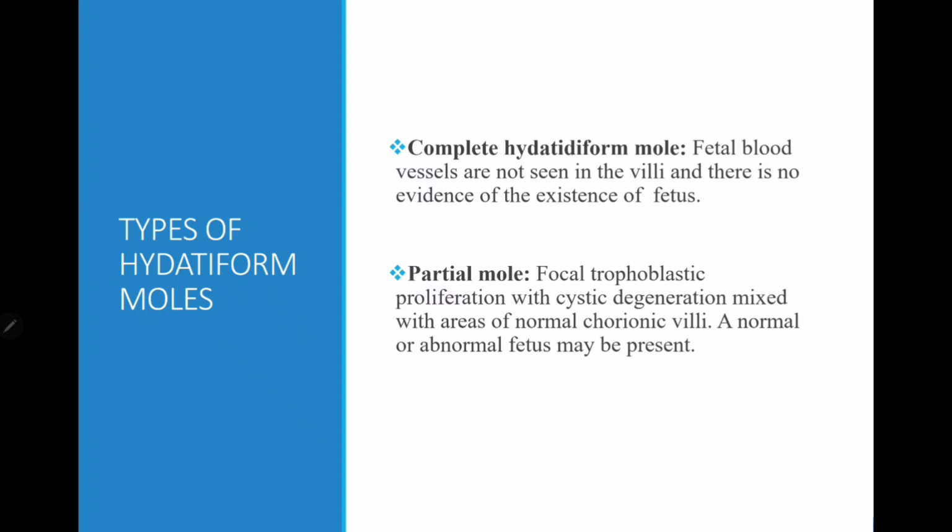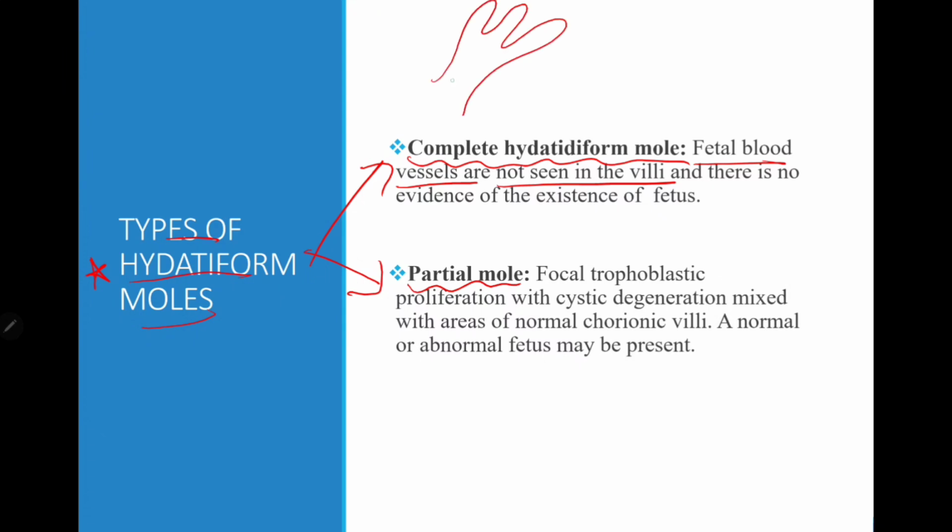Now let's move on to the types of hydatidiform mole. So what are the types? As I already told you, there are two types. One is a complete hydatidiform mole. Next is a partial mole. Complete hydatidiform mole means the fetal blood vessels are not seen in the villi, and there is no evidence of existence of a fetus.